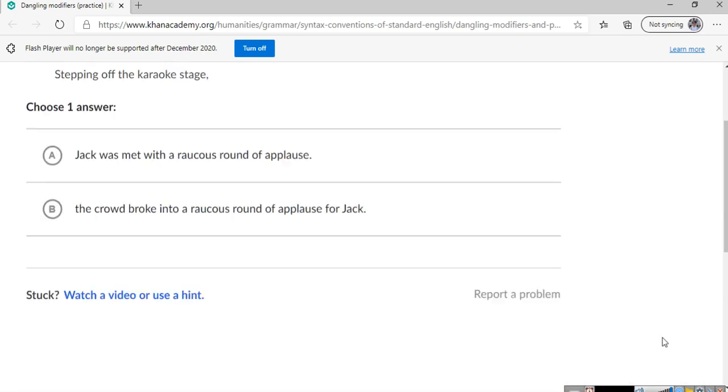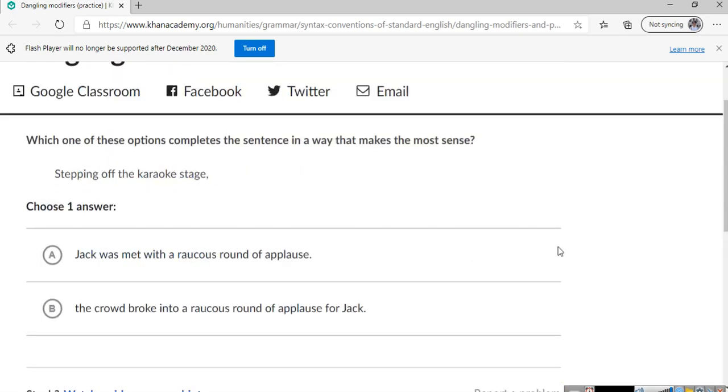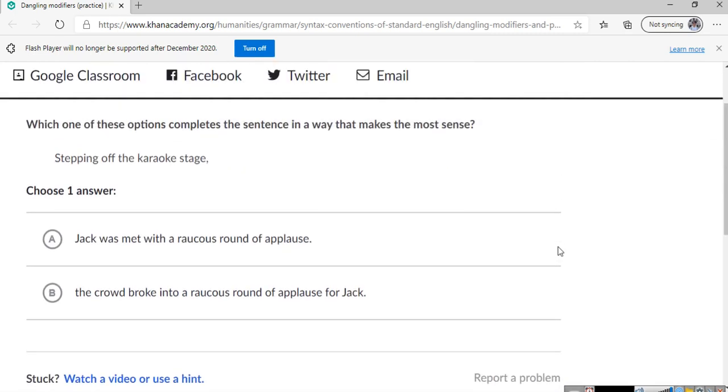All right, and final question. Stepping off the karaoke stage, Jack was met with a raucous round of applause. The crowd broke into a raucous round of applause for Jack. So, Dania, look at it and think about the options and tell me which one is correct.